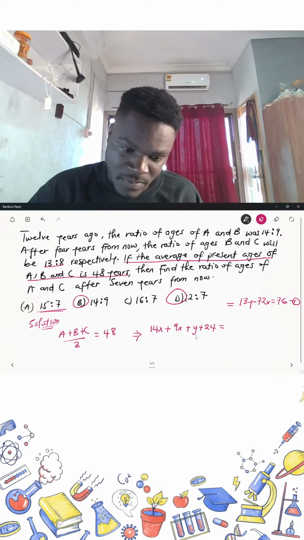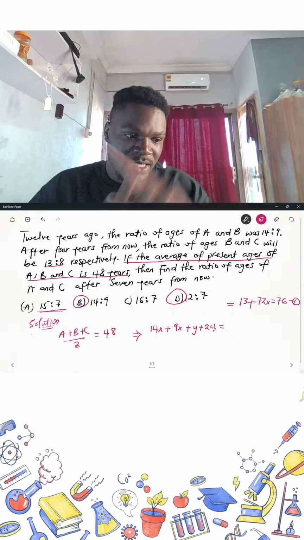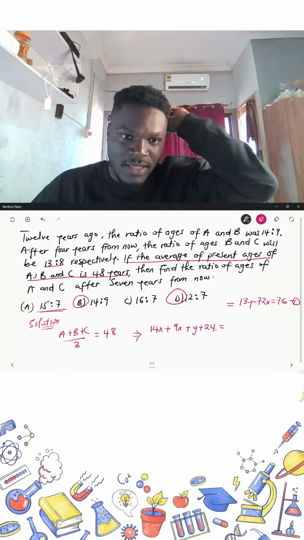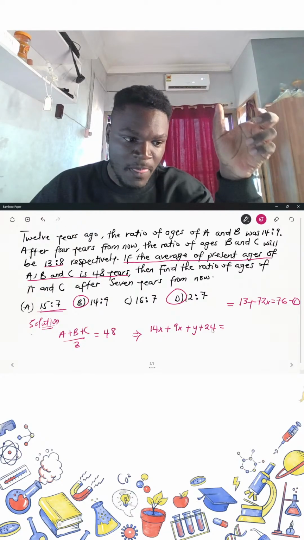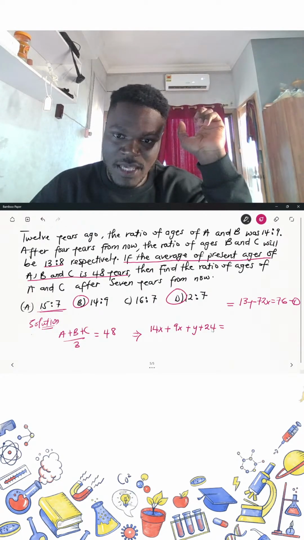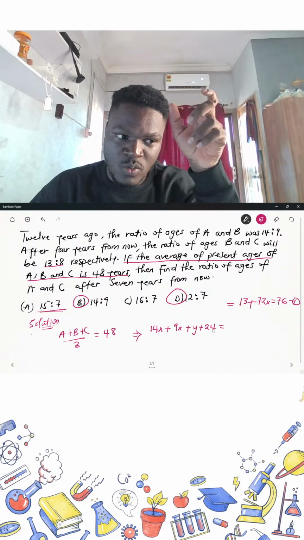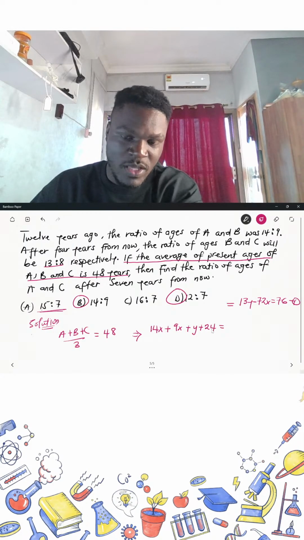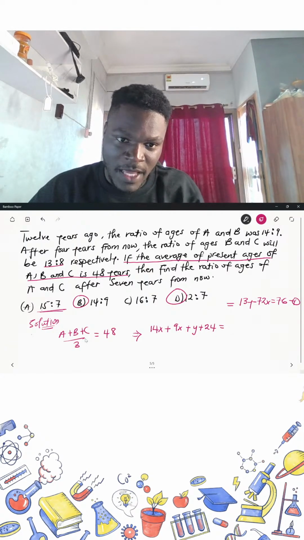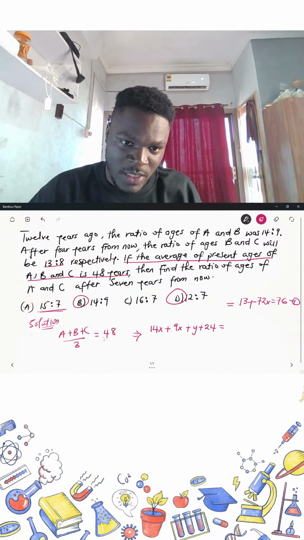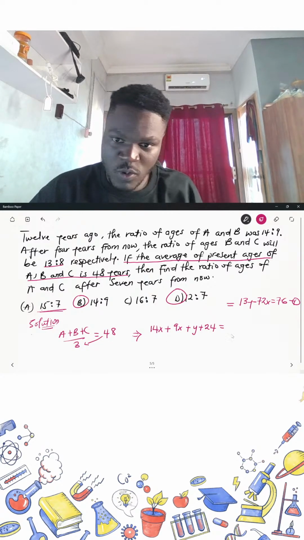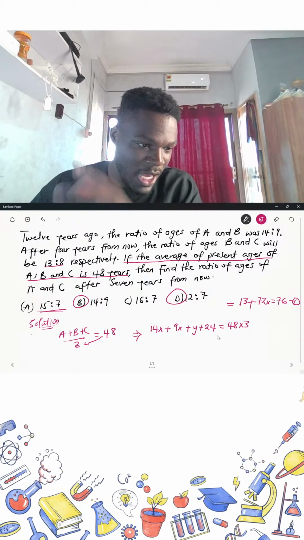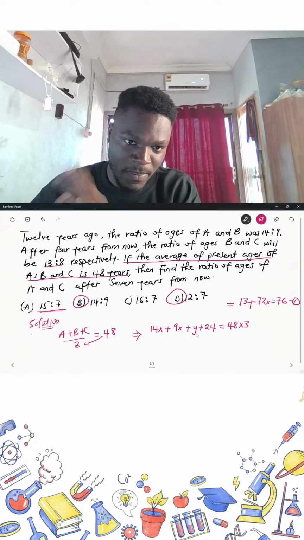Are you okay? Because that was 12 years ago for A and B, the 12 years for A and B ago, the 12 years plus the 12 years for A and B will give us the 24 that we are having, and that will be equal to the 48 over here multiplied by the 3 at the bottom. So that will give us 48 multiplied by 3. Kunal, I hope up until this point you get it, okay?